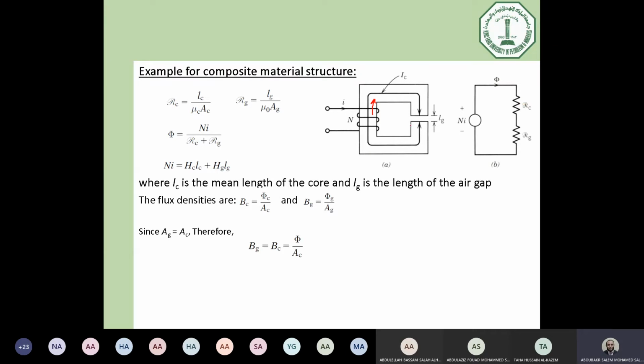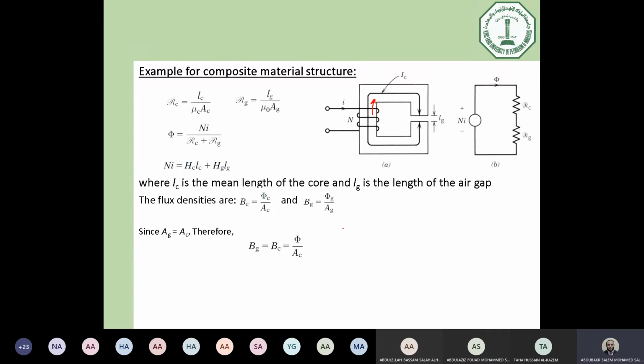But what about the air gap reluctance? Similarly, L gap divided by A gap, which we assume will be equal to the cross-section area of the core, multiplied by the permeability of free space, which is the absolute permeability. Right. So we can say finally that we have B gap equal to B core, because B equals flux divided by area, and the area here is the same for gap and core. So B gap equals B core equals flux divided by area.